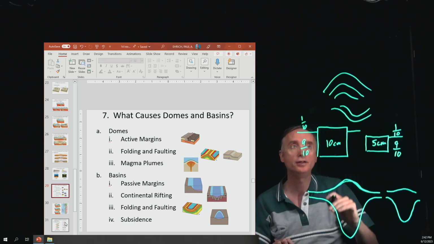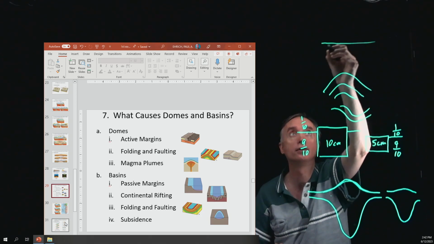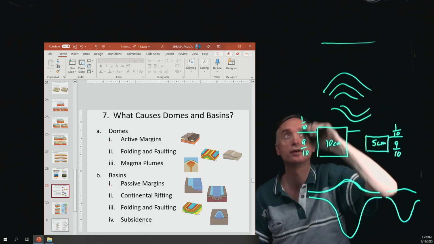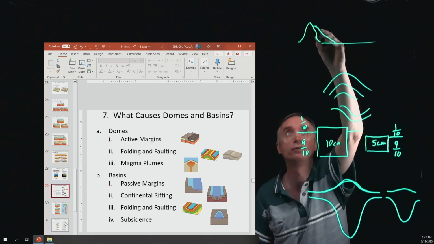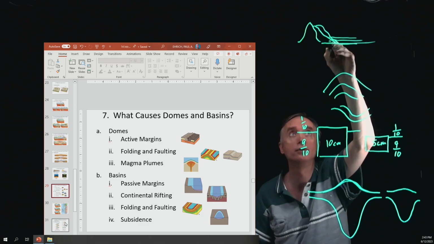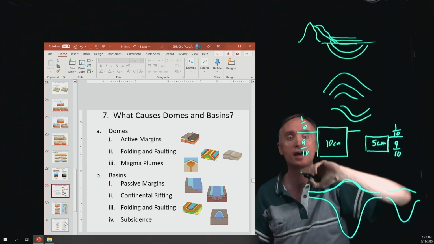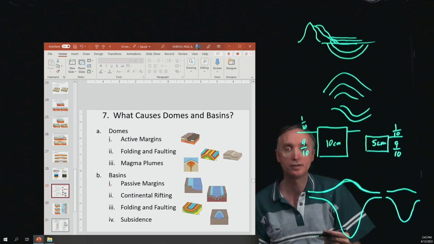And then finally, you could have a situation where originally the ground was like this, and there was a mountain over here, and it's shedding material onto this area, so it's getting more and more material. Eventually the ground begins to sag under the weight of all that material, and that makes a basin.